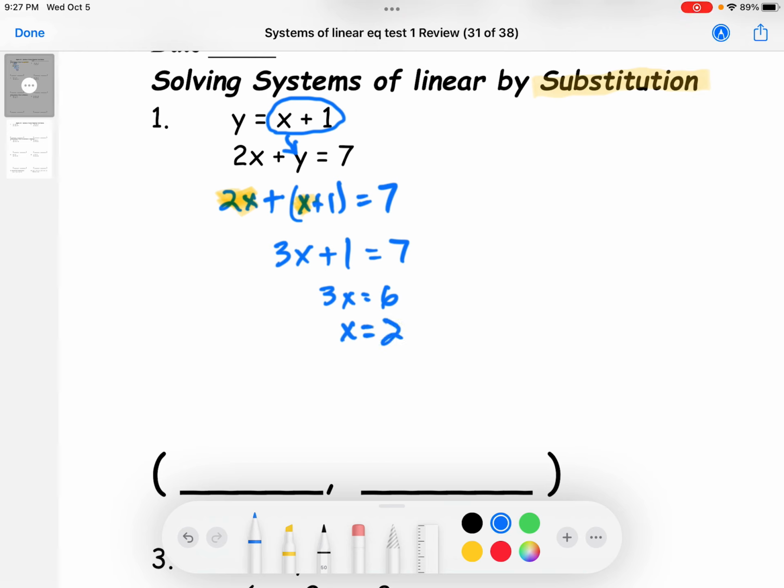And we ask ourselves, is that the final answer? And the answer is no. This right here, what I'm circling in red, that is only half of our final answer. Okay, that's the x value. It's going to be 2.